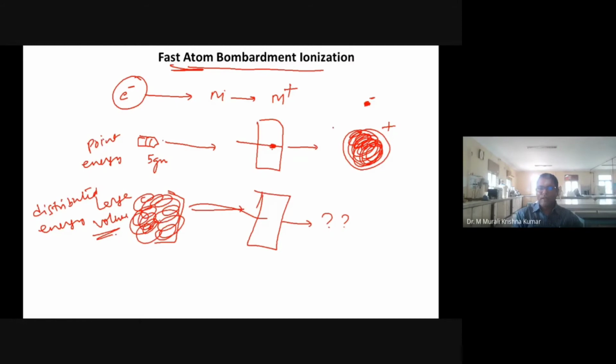We give the same energy to this one. Because energy is distributed over a large volume, when you hit the molecule with it, the bombardment will not be that effective, so it will not be able to destroy the molecule. It may convert this one to M plus. This is the way fast atom bombardment ionization works.